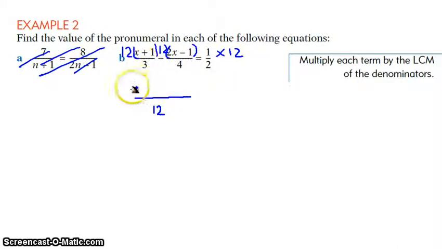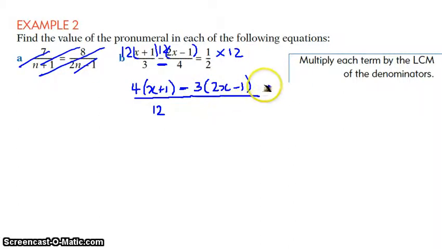12 divided by 3, however, is 4. So on this side, I've got 4 brackets x plus 1. And there's a little minus sign in here, so I put a minus sign here. 12 divided by 4 is 3, so I've got 3 brackets, 2x minus 1. That's from the question. And then that is equal to a half times 12, which is 6. Okay. I now need to expand and simplify all this out.